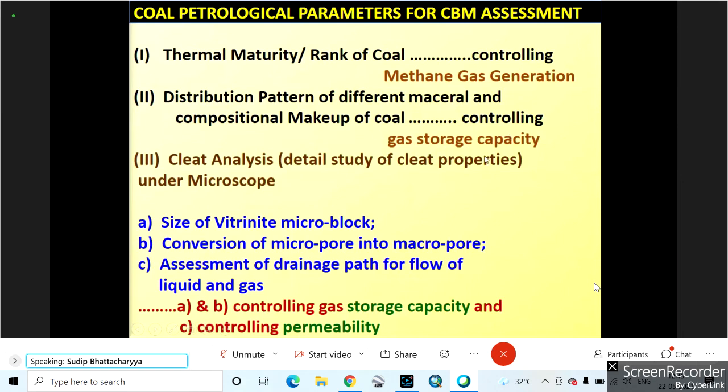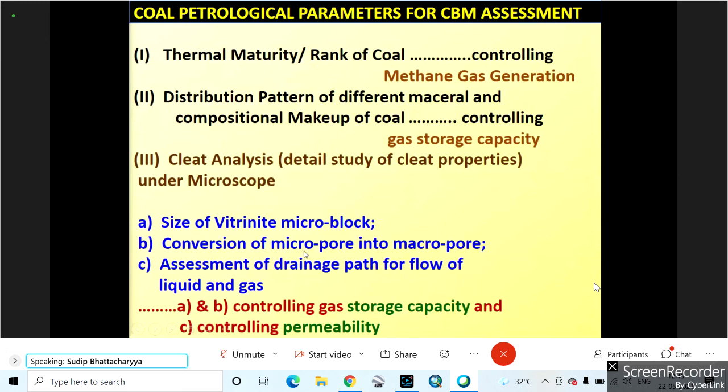is controlling the gas storage capacity, that is the coal petrography. Another thing is slit analysis. Slit means fracture, fracture within the coal, at the micro level. These fractures are very important for storage and for the permeability and porosity capacity of the CBM, and for the CBM assessment. It is done under the microscope. This is very much important.